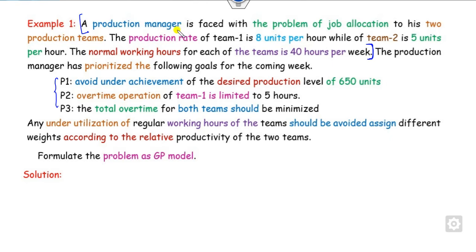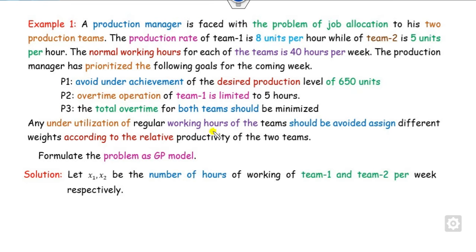A production manager is faced with job allocation in his two production teams, and the production rates are given. The first question is how many hours are used for working by team 1 and team 2, so I assume x1 and x2. The production rate for team 1 is 8 units per hour, so the total production will be 8x1. Similarly for team 2, it is 5x2.